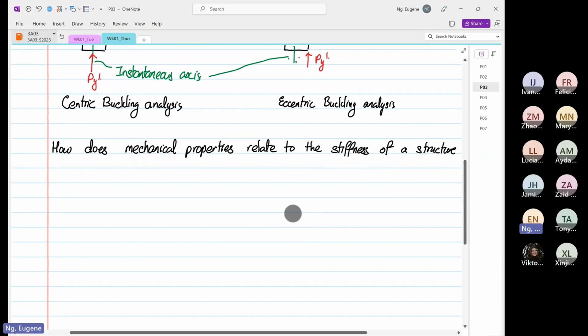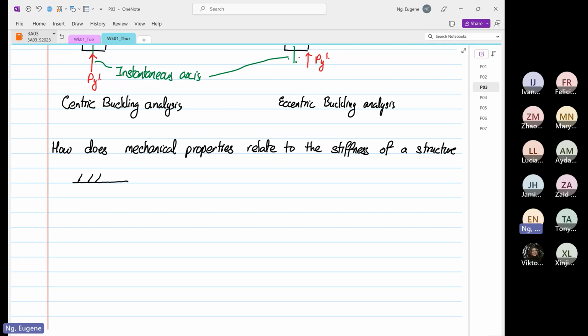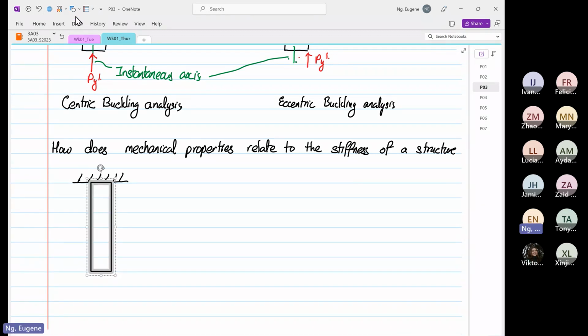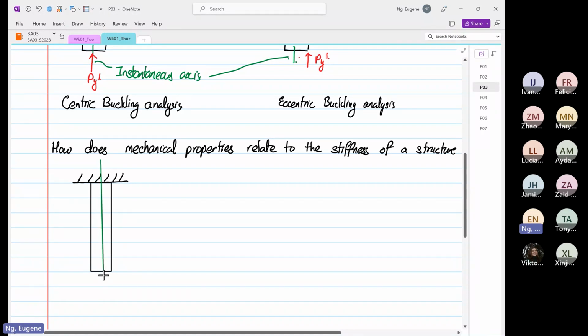Now I'm going to give an example. If we have a beam that is built in, I'm going to have our instantaneous axis. The instantaneous axis is also known as the centroid. So I'm going to say this is our centroid.